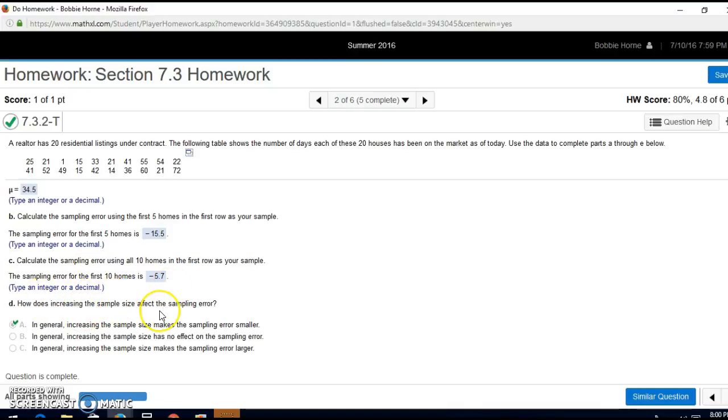How does increasing the sample size affect the sampling error? The bigger the sample size is, the smaller the error will be because it will be more representative of the population. So remember, if you want your sample mean to be as close to the population mean as it can possibly be, you need to make the sample larger.